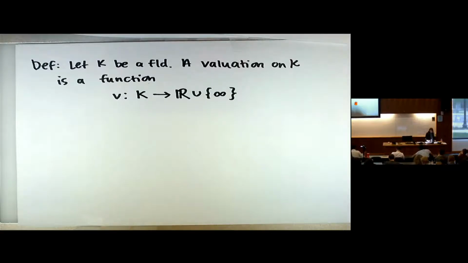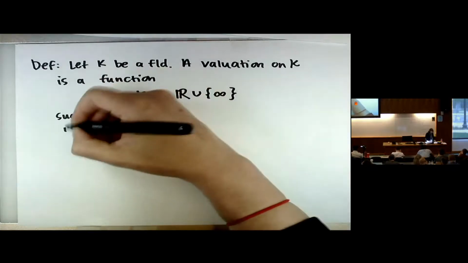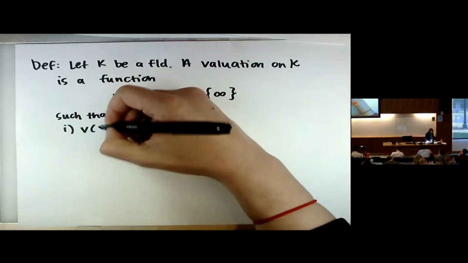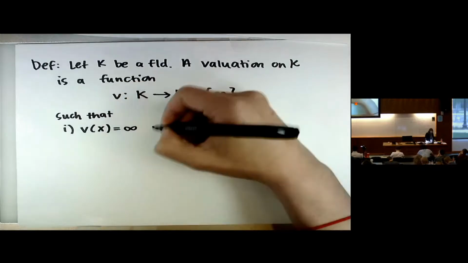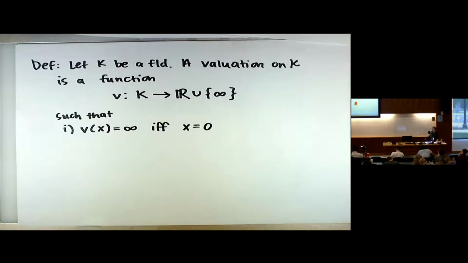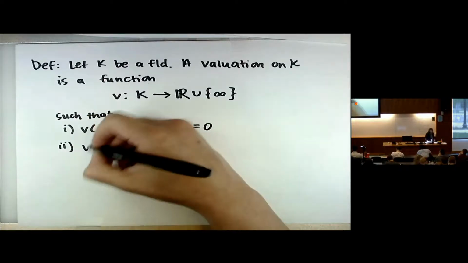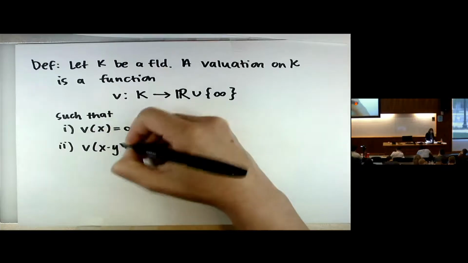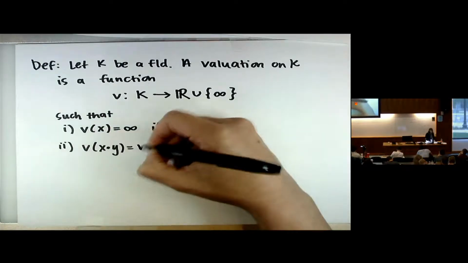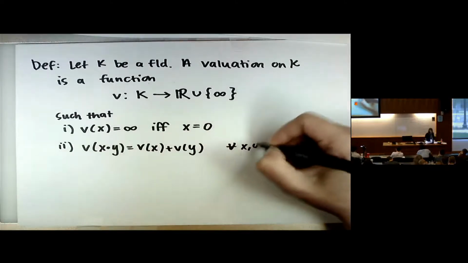Such that: 1, the valuation of x is infinite if and only if x is equal to 0. So one element is allowed to take that infinite value, and that is 0. 2, the valuation of x times y is equal to the valuation of x plus the valuation of y for all x, y.